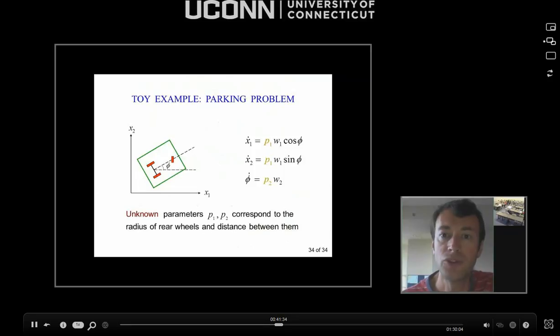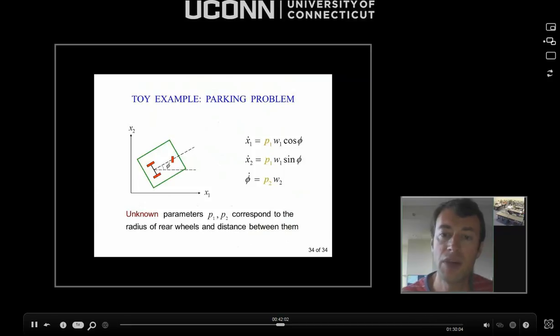One example, a toy example that we looked at quite a while ago, one of the earlier ones that we used to show the efficacy of the supervisory control framework, was parking a unicycle-type non-holonomic vehicle with uncertain parameters, P1 and P2, which you can think of as arising from unknown or miscalibrated size of the wheels and the distance between the wheels.